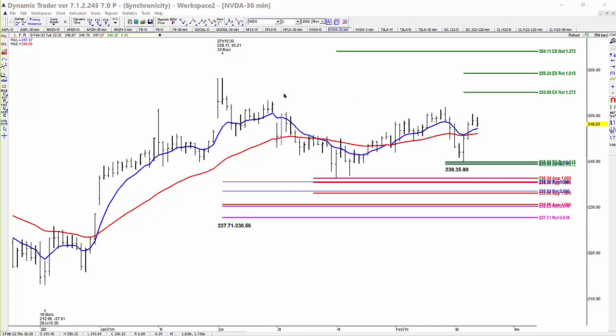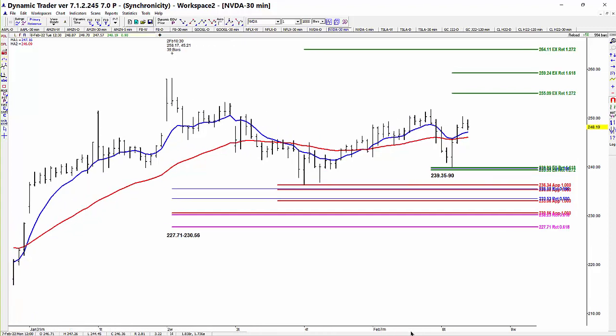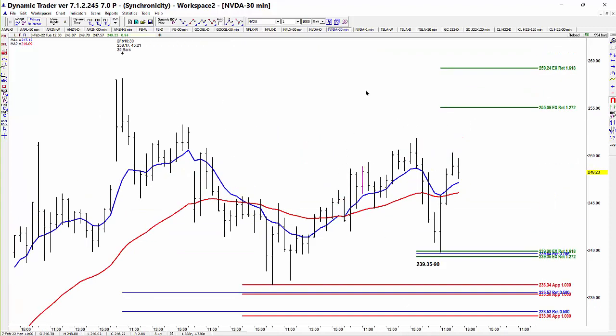Okay, so let's just take a look at one of the setups that we had this morning. This was in NVDA, on a 30-minute chart, and it was a price cluster decision because we had the minimum 3 price relationships come together. We had a 786 retracement of the larger swing, and then an extension of this swing and an extension of this swing. That gave us the cluster at 239.35 to 90.